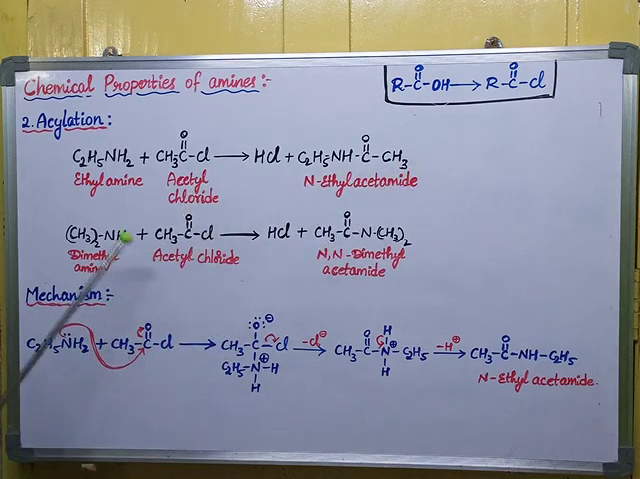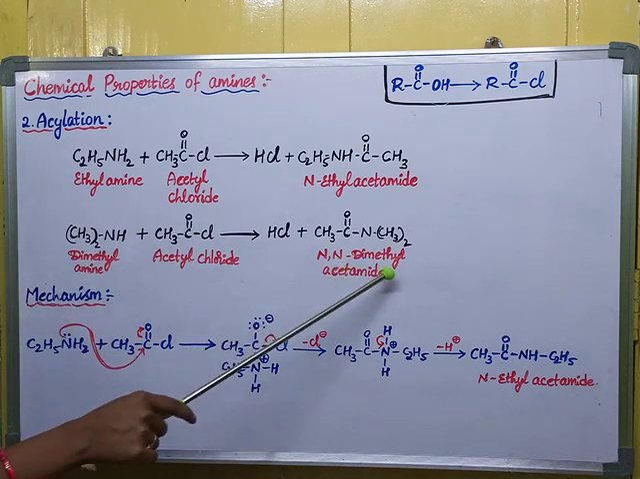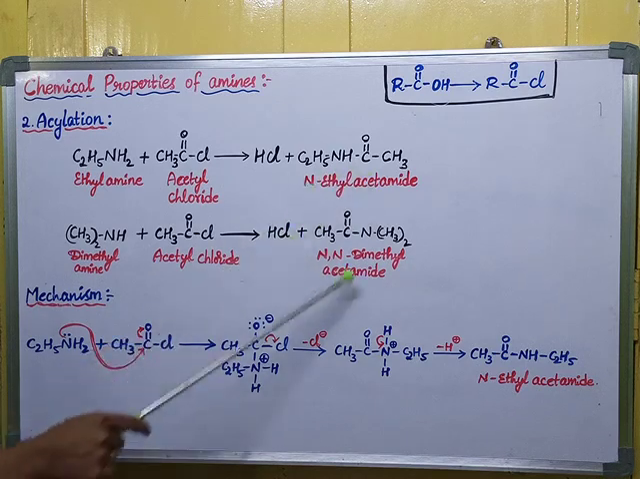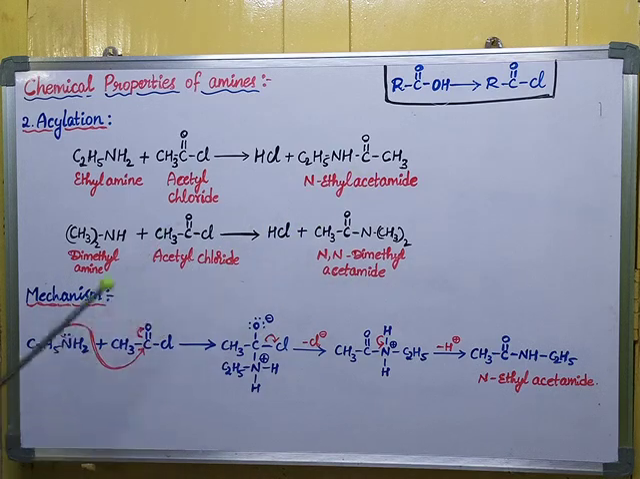HCl as a byproduct. Now if I take a secondary amine, meaning an amine group attached to two alkyl groups, so to this NH group two alkyl groups are attached. So it is dimethylamine. This dimethylamine reacts with acetyl chloride again and produces N,N-dimethyl acetamide along with HCl byproduct.